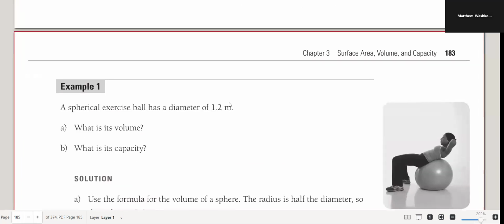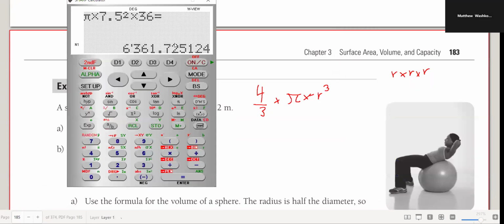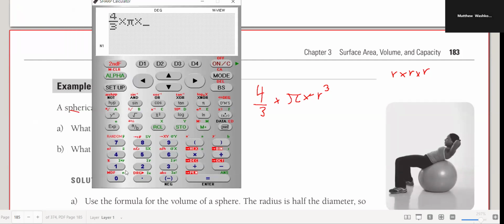So let's start here with a sphere. First thing is, okay, it's a ball, it's a sphere. I know the formula for that: 4 over 3 times pi times r cubed. You could do r times r times r, and that works, but I'm going to show you how to do cube. Please follow along on your calculator. It's 4 over 3, fraction button, arrow key, times pi times the radius. In this case the diameter is 1.2, which means the radius is 0.6.